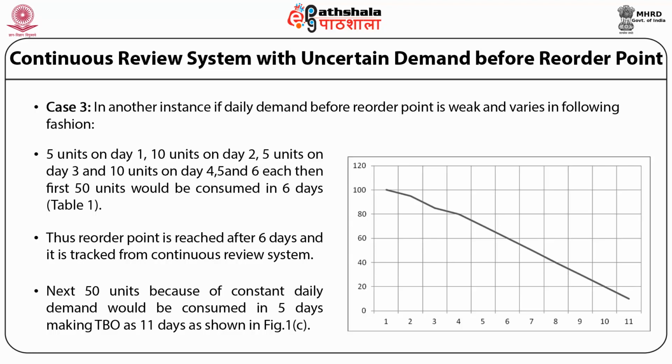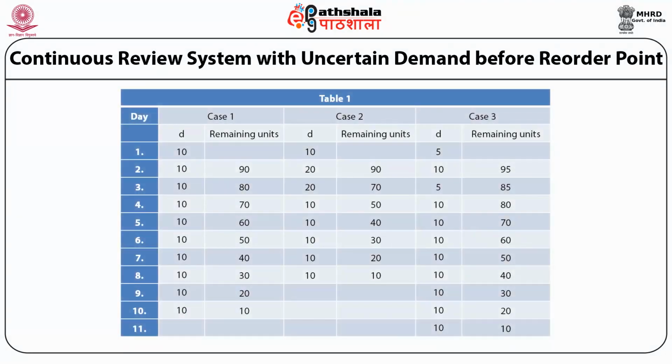Case 1. Day 1 D is 10, remaining units nil. Day 2 10, remaining units 90. Day 3 D 10, remaining units 80. Likewise, day 4 remaining units 70. Day 5 remaining unit 60. Day 6 remaining unit 50. Day 7 remaining unit 40. Day 8 remaining unit 30. Day 9 remaining unit 20. Day 10 remaining unit 10. And then day 11 nil.